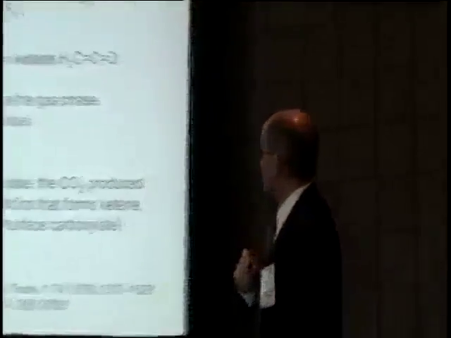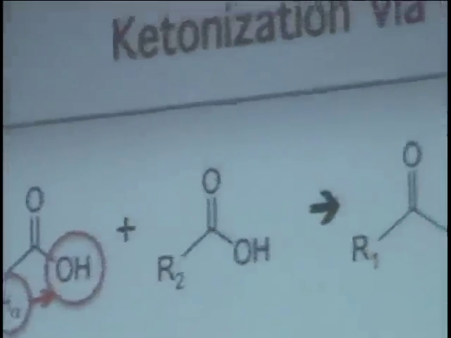This was proposed a long time ago and has been further proposed by other authors. However, there is some problem with this, because if you realize that if we are removing this oxygen here, it means that the CO2 that we are producing will not come from the molecule that contains the alpha hydrogen.